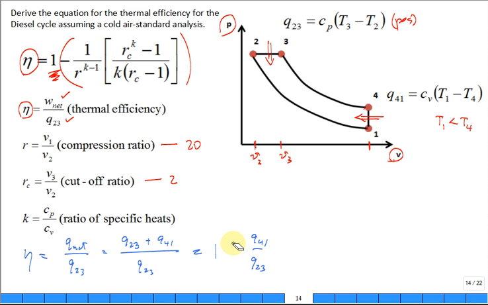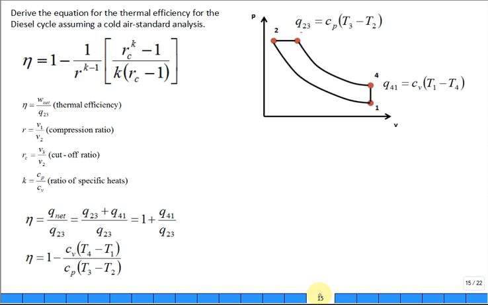So if you want, put a negative in front of that Q 4 to 1, because didn't we say Q 4 to 1 is negative? So a negative is a positive. Right? So now we have that form of our equation. This is what I just did over there. So I have plus Q 4 to 1 over Q 2 to 3, and I substitute that form for Q 4 to 1 and this equation for 2 to 3, and there I go. True?